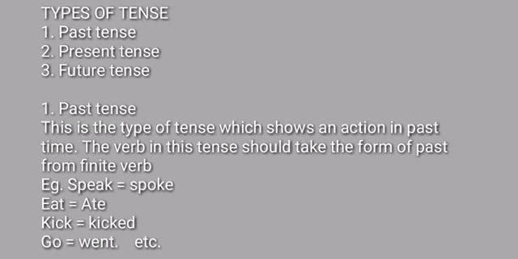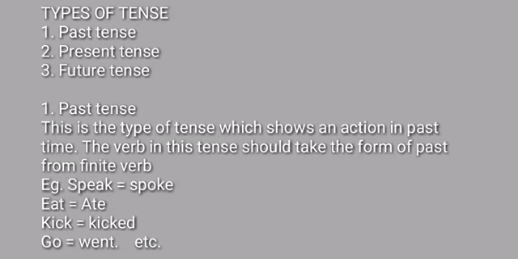Let us now see types of tenses. We have 3 types of tenses, which are past tense, the one which shows an action in the past; present tense, the one which shows an action in the present time, that is now; future tense is the one which shows an action in the coming time.